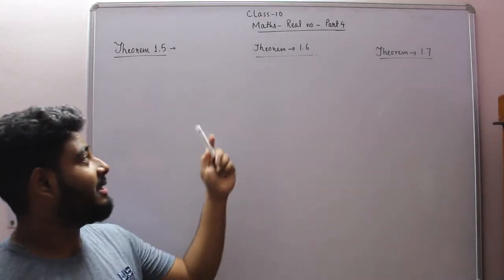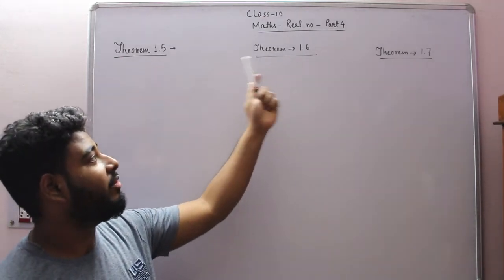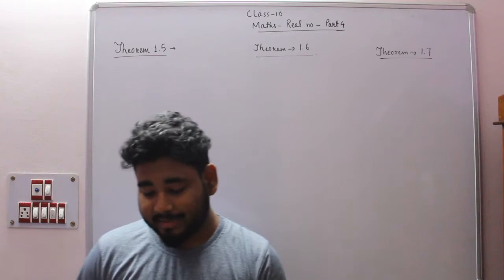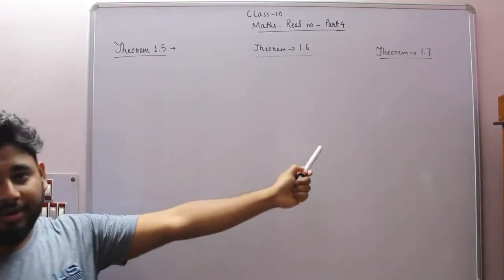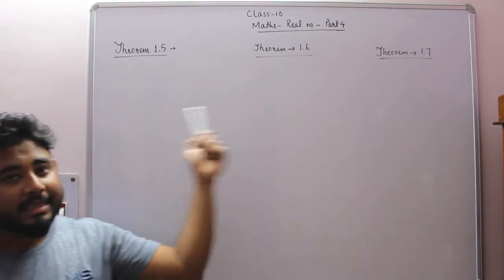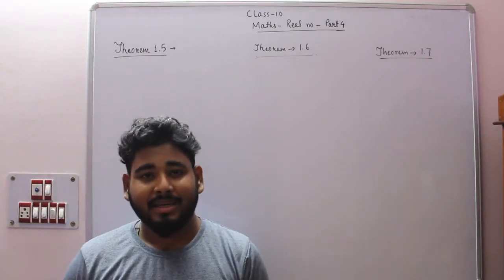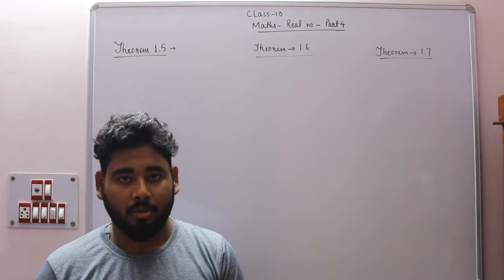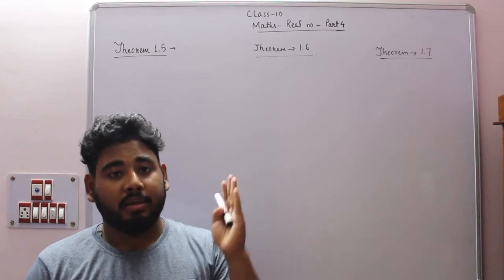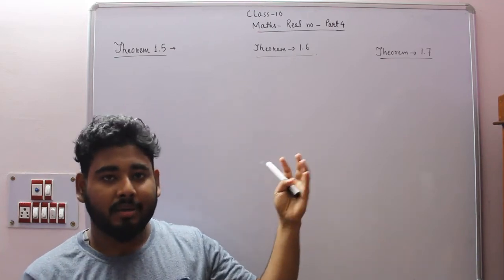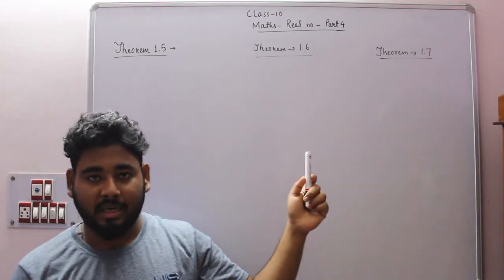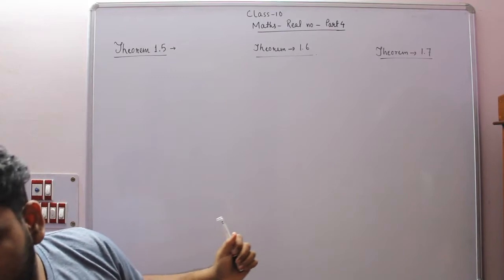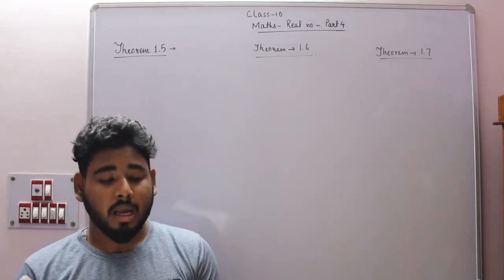So this is the last part of this chapter, part 4 of real number maths, class 10 students. Basically there are 3 theorems I will explain. These 3 theorems are very simple, you just have to understand the theorem. It is given in the form of a theorem, but the knowledge you will get from this theorem is class 4, 5, 6 standard. So coming to the first theorem, what is the first theorem?